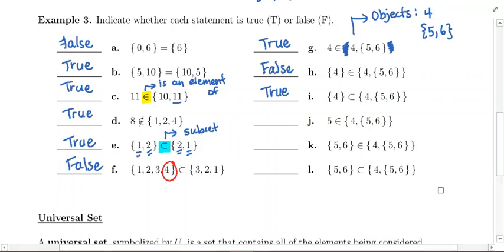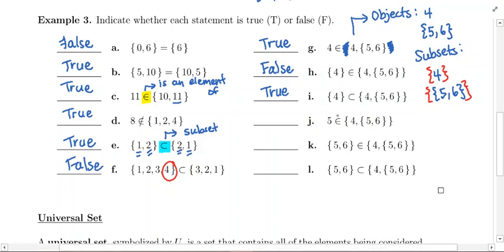So as I have it written, these are objects. But then if you're trying to convert to specific subsets, take the objects and then put those in braces. So these, the ones with the red braces, the set 4 and then the set of the set 5, 6, these are two subsets of the set. So hopefully that makes a little sense to you.